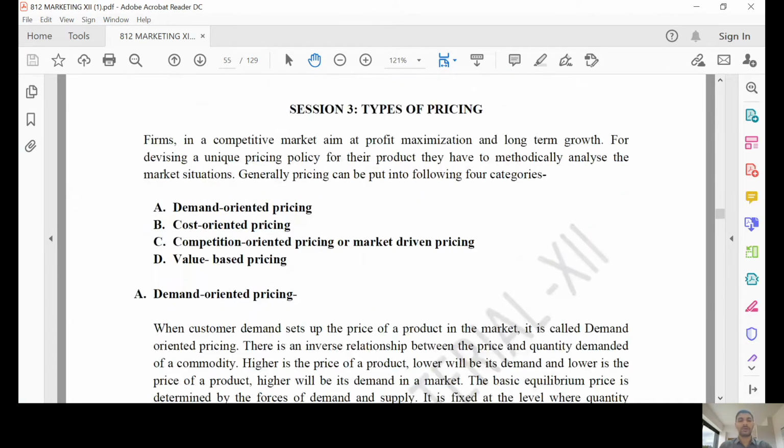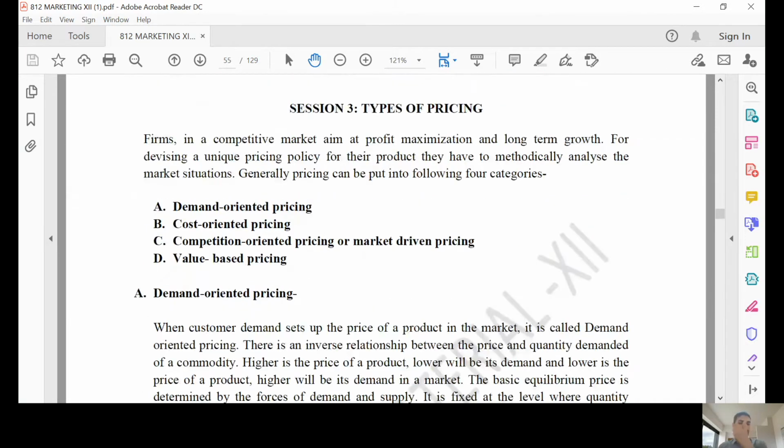Now let us study types of pricing. 4 different types of pricing we are studying: demand-oriented pricing, cost-oriented pricing, competition-oriented pricing, which is also called market-driven pricing, and value-based pricing.